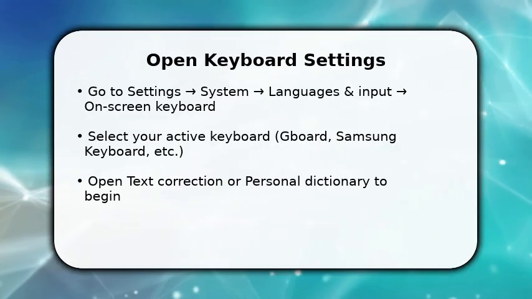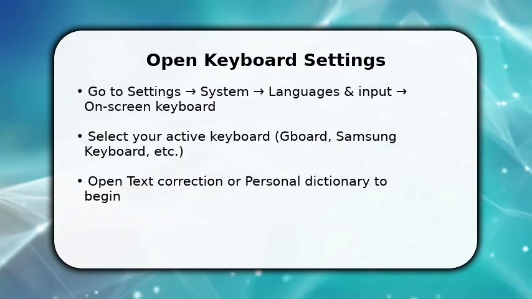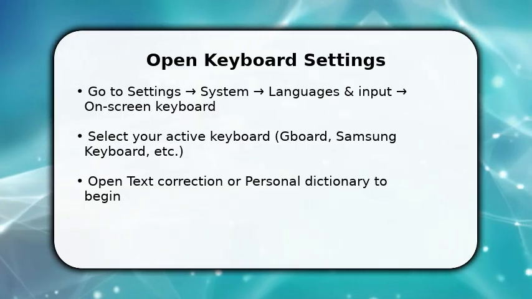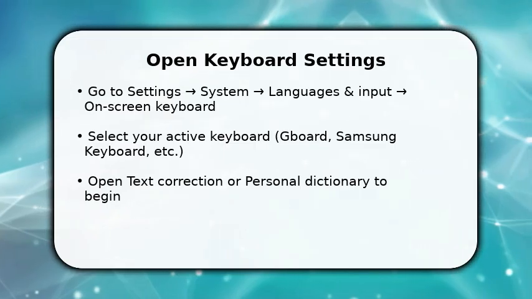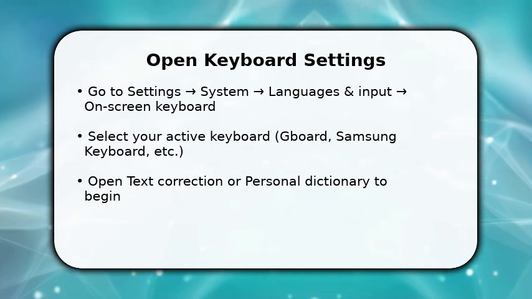Now open text correction or personal dictionary. This is where you control suggestions and training. Make sure to act on the visible options right away. That first change will affect every app where you type. Don't pause, move to the next section to adjust behavior.